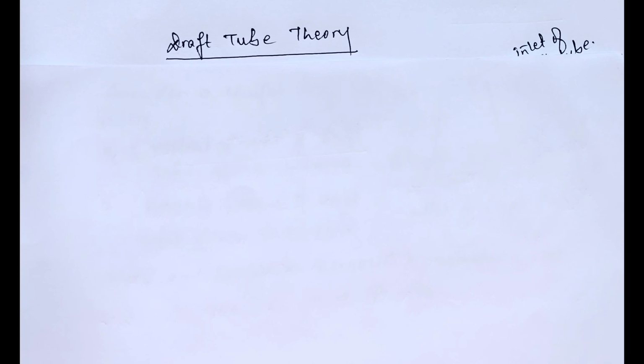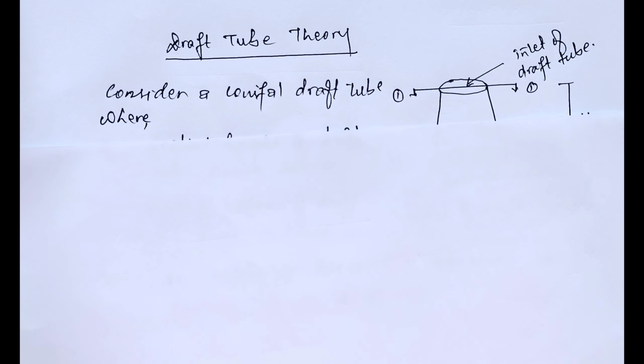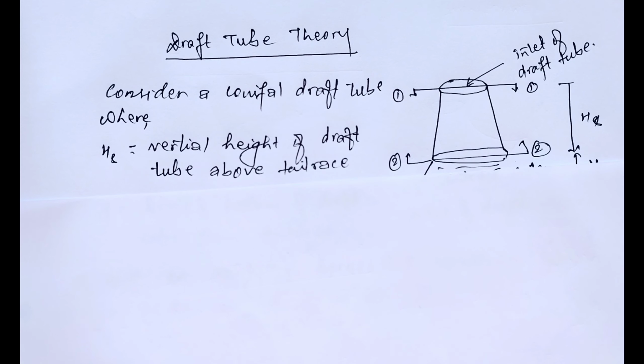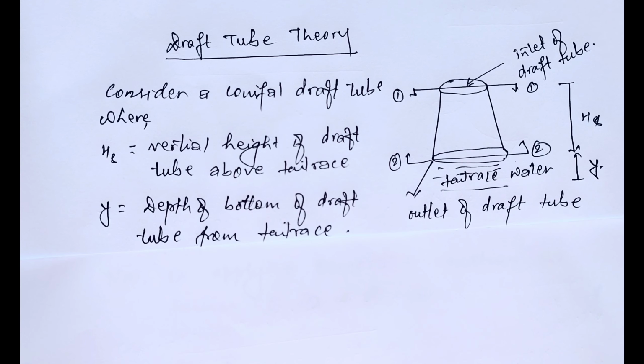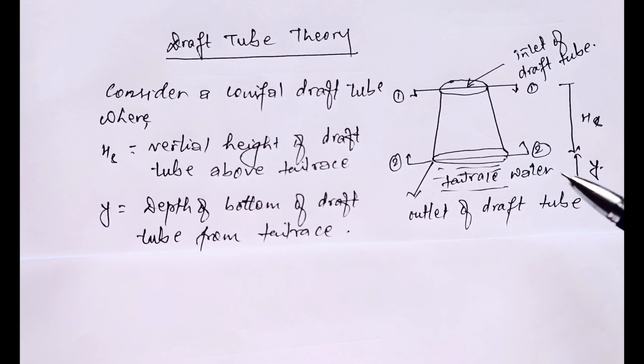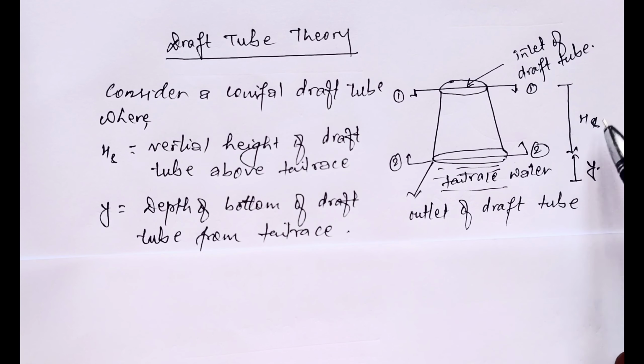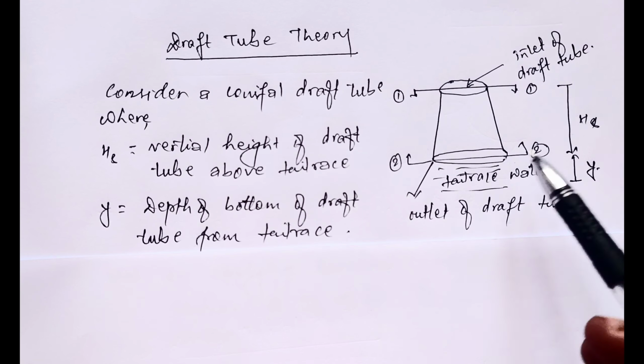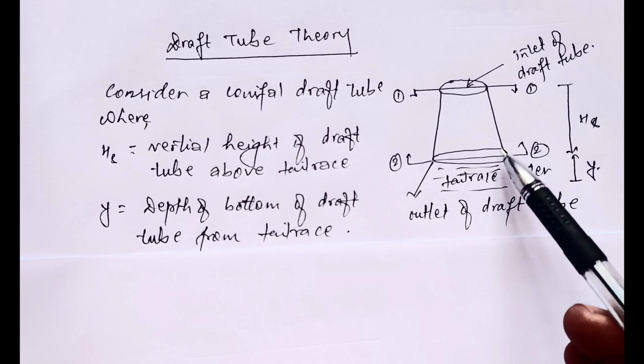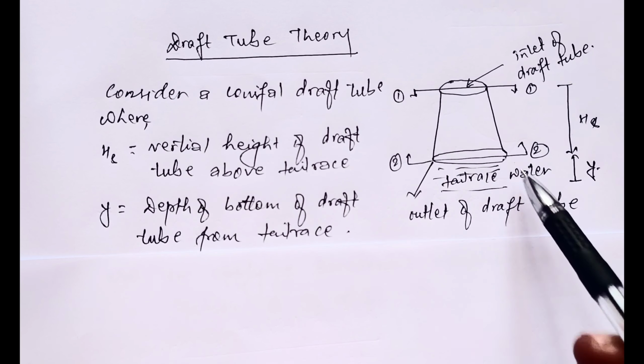Now let's talk about the draft tube theory. In this, let's consider a conical draft tube where HS equals vertical height of the draft tube above tail race and Y is the depth of draft tube from the tail race. From inlet to the tail race level the height is considered as HS, and below the tail race inside the water the height is considered as Y.